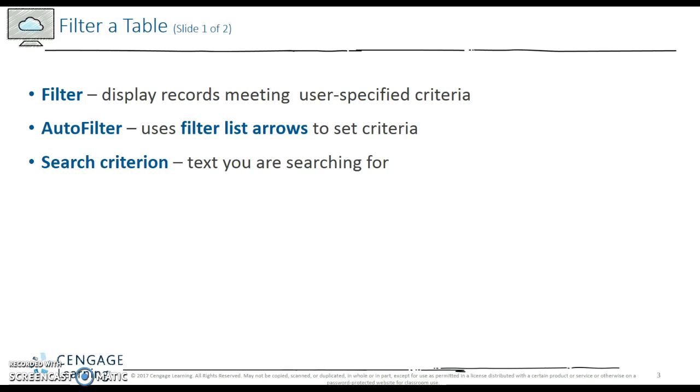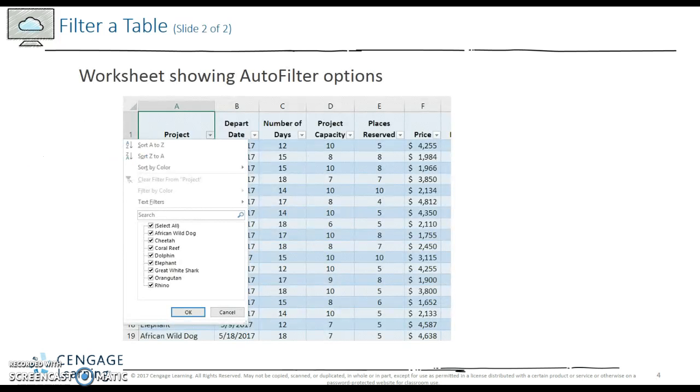So filter displays records that meet certain criteria. Auto-filter uses that drop-down list in order to do search criteria. It actually has automatically put in search criteria for you to choose from. And search criteria are the text that you are searching for. So here's an example of an auto-filter. As you can see, it's brought in criteria that you can use in order to do searches.